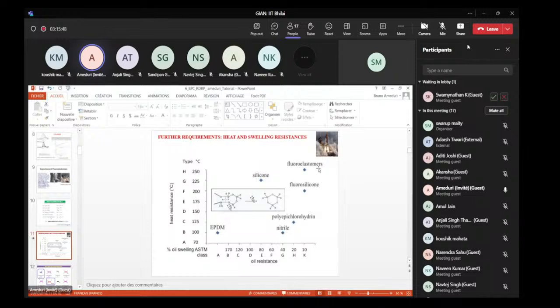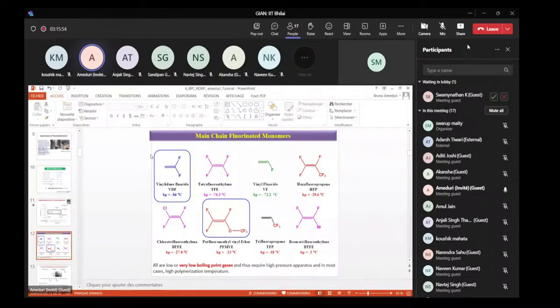When you heat it up, you create some cycle which is not very good. So the best idea was to use VDF and perfluoromethyl vinyl ethers. This chart represents the different fluorinated olefins, the most commonly used in polymerization. And as you can see, the boiling points, these are all gases, okay?